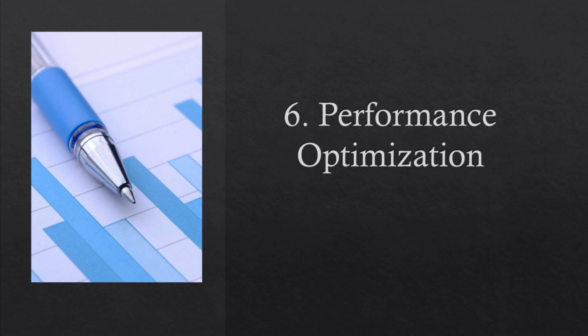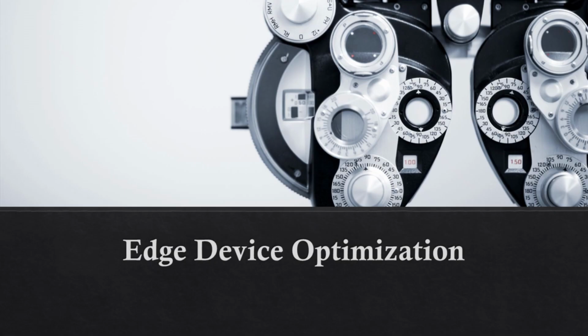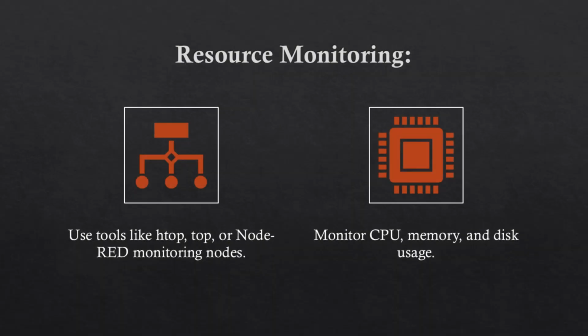Ensuring that both edge devices and applications run efficiently is crucial for maintaining responsiveness, reliability, and scalability, especially in resource-constrained environments. First, we focus on monitoring the resources of our edge devices. We use tools like TOP and Node-RED's built-in monitoring nodes to keep a close eye on CPU, memory, and disk usage. By continuously monitoring these metrics, we can identify performance bottlenecks, detect unusual activity, and make informed decisions about resource allocation and optimization.